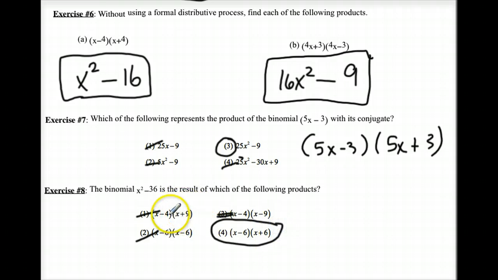So again, we'll eliminate 1 and 2 because the second terms have to be the same. Everything has to be the same in the parentheses. And we eliminate choice 2 because both of these have negatives. Remember, one has to be negative, one has to be positive. If I were to expand that, I would get x squared minus 36.